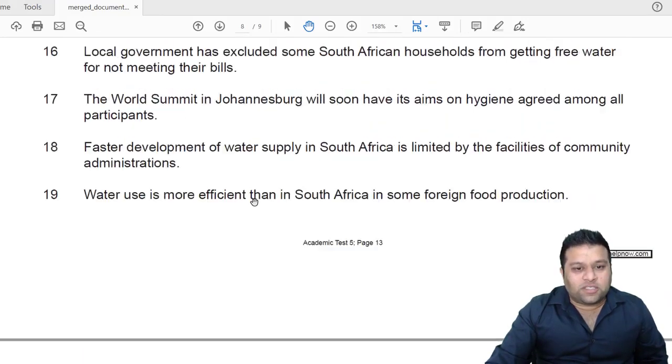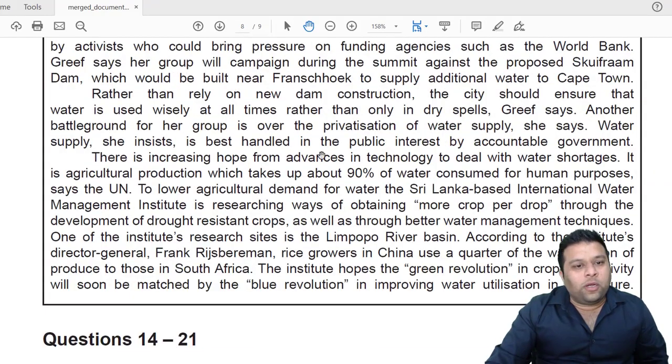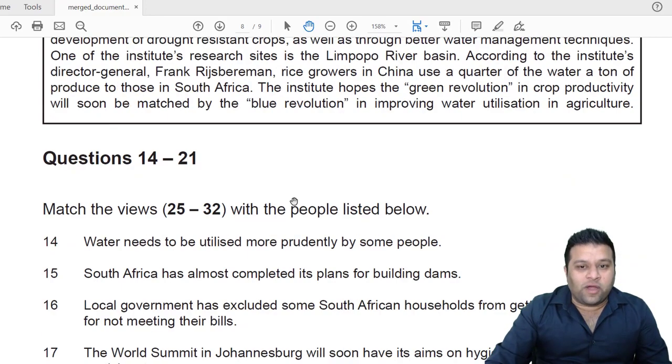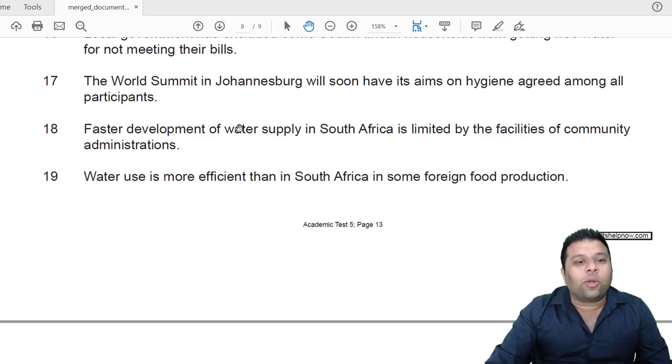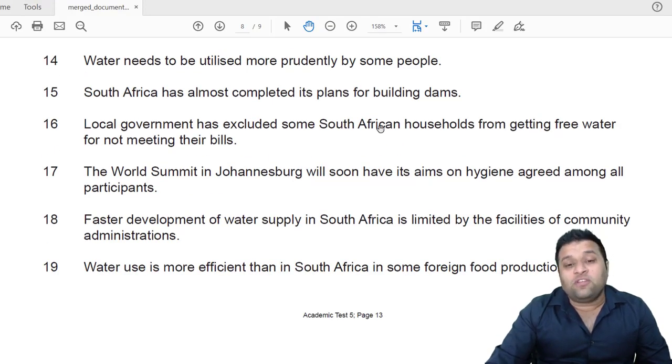This is called indirect statement. In this type of question, you will not find the inverted commas. Or if you do find the inverted commas, you won't find more than 2 or 3 inverted commas, and it will be very hard for you to find the answers. If you try to locate names, you won't find names either, because sometimes they use abbreviations, for example, MM instead of Mike Muller. Also, the names will be repeated many times. So you can't locate names, and you cannot really locate inverted commas. What should you do in these types of questions? These are called indirect statements.